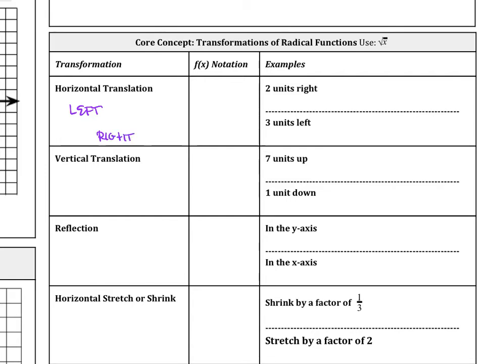And so remember, when we're moving left, it's going to be inside in its opposite sign. So plus means it's moving left. If it's minus, it's moving to the right. So we're going to use square root of x. So we're going to move it 2 units to the right.